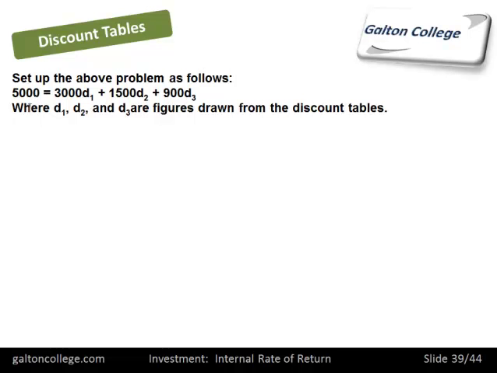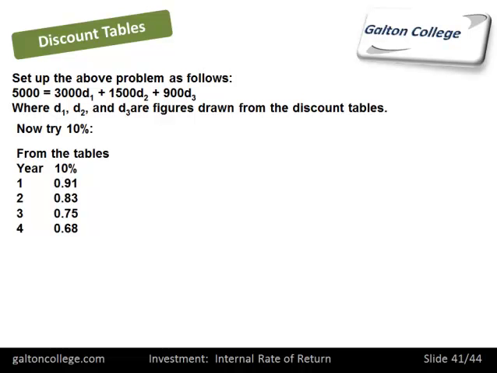The project cost us 5,000 and we're going to get 3,000 in the first year and 1,500 in the second and 900 in the third. Now we try to find D1, D2, D3, and these are figures in the discount table. Now let's try 10%, just for no apparent reason. Just try 10%. Well, from the tables, there's a 10% set of figures.